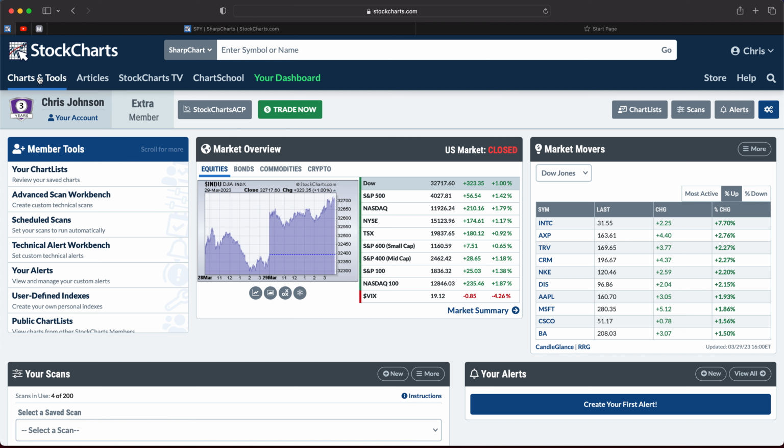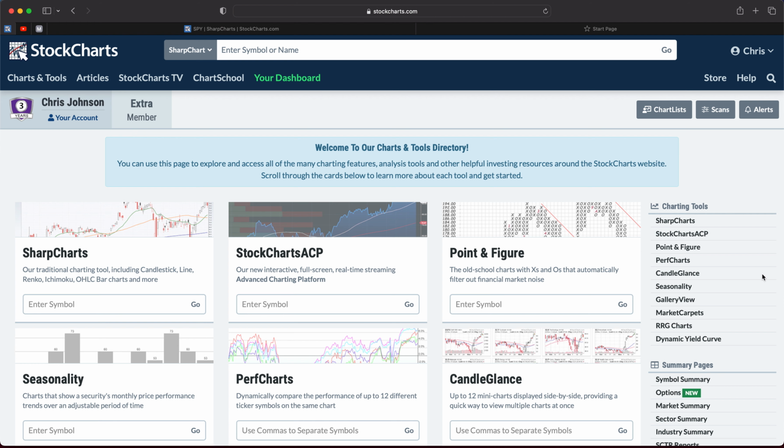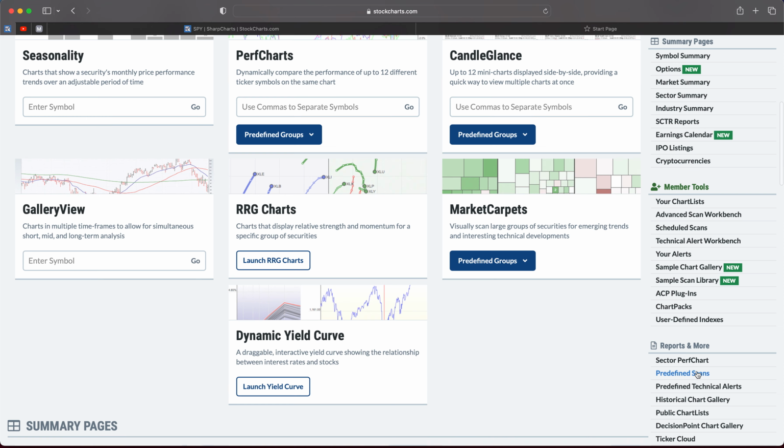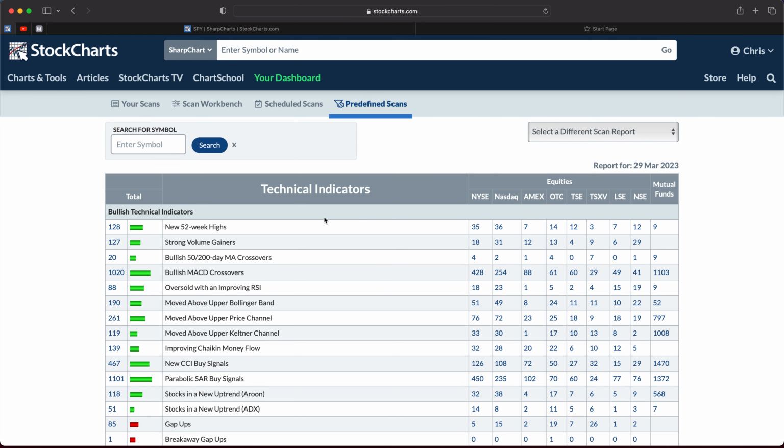Let's run our scan. Charts and tools. Come over here to predefined scans. And what do you know? It's like Christmas in the stock market. Bullish MACD crossover at the New York Stock Exchange, 428 companies. The NASDAQ, 254 different charts that are set up with a bullish MACD crossover.